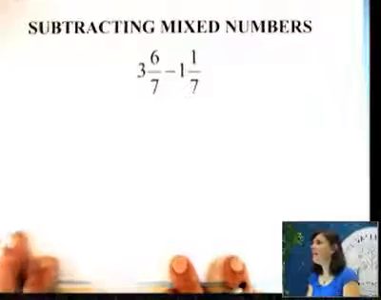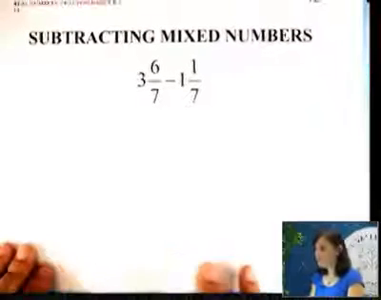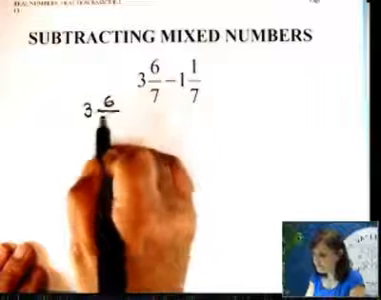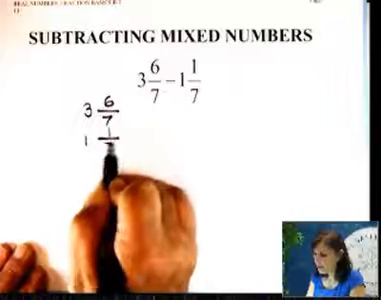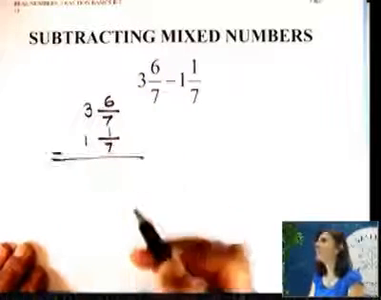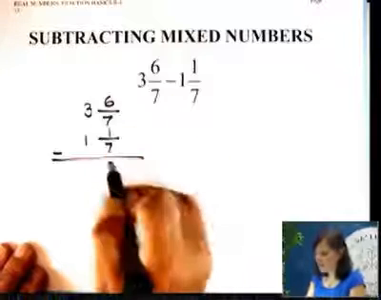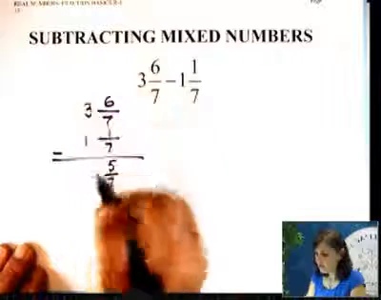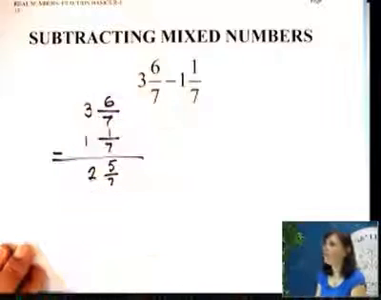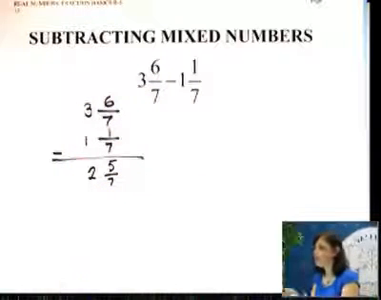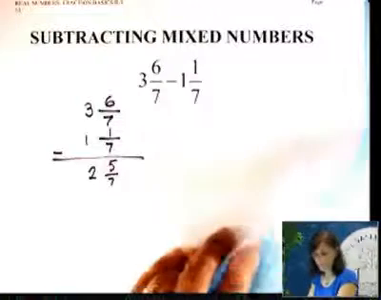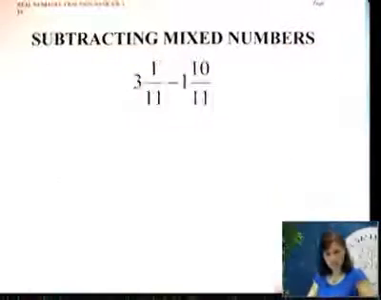Okay, now let's go over subtractions. I write them vertically again. And this time I'm going to subtract. It's very similar. The fraction portions are like 6 minus 1 is 5. 3 minus 1 is 2. And there's nothing to simplify. So I just subtracted two mixed numbers. Alright.